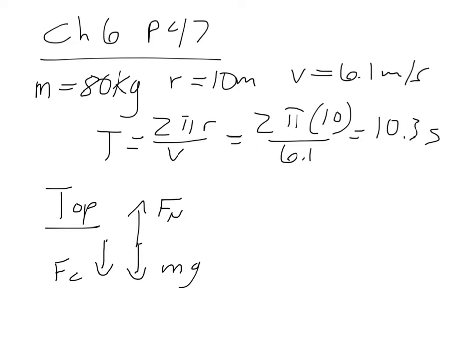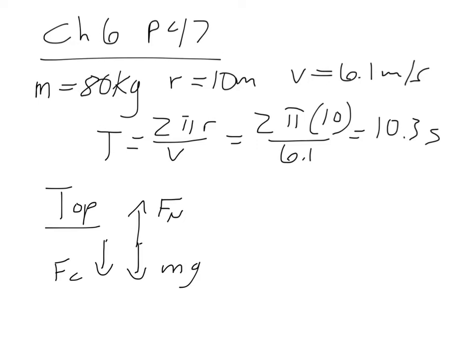We can find the period of one complete revolution by taking the circumference, 2 pi r, and dividing by the velocity. Think of distance over time. So the total distance traveled in one complete revolution is the circumference, divided by the velocity. You should get a period of about 10.3 seconds.